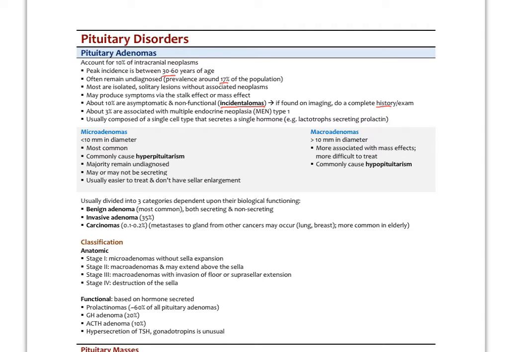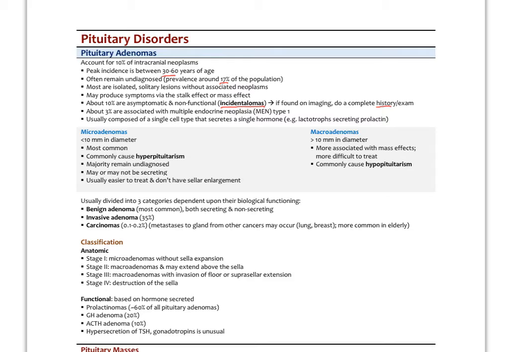About 3% are associated with what's called multiple endocrine neoplasia type 1. This is a genetic problem where you have different problems of different endocrine glands, and the pituitary adenoma is one possibility. Usually the adenomas are composed of a single cell type that secretes a single hormone. So there's an adenoma of lactotropes or corticotropes or thyrotropes, and they will secrete their respective hormones.